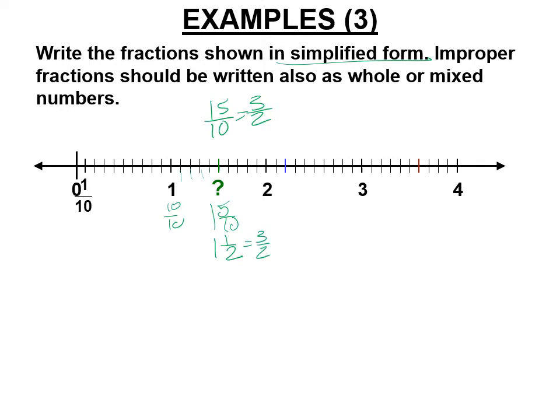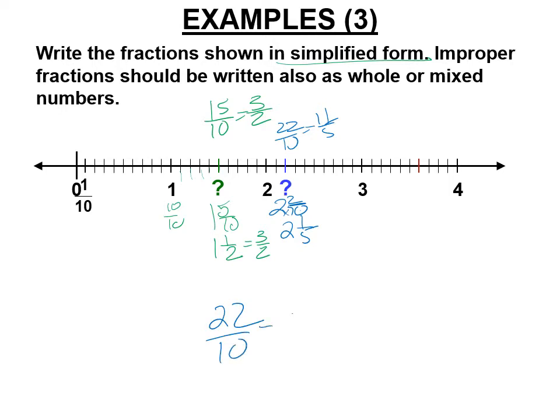All right, so let's look at the blue one. All of those were equivalent. Well, we can see it's 2 and 2/10. But we would never leave it that way. We would simplify to 2 and 1/5. What improper fraction is it? Well, 10 times 2 is 20, plus 2, it's 22/10. It's also 11/5. It's all of those. So let's make sure we understand.